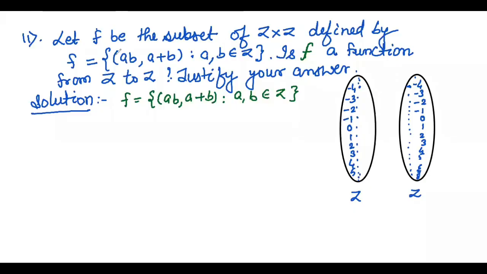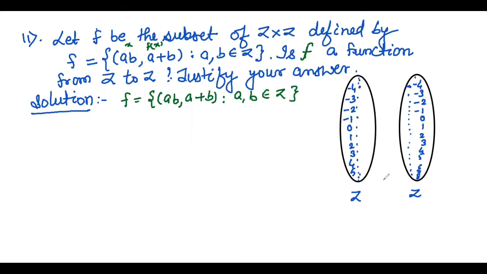So question number 11, let F be a subset of Z cross Z defined by F equals to {(AB, A plus B)}. This is X and this is F(x), meaning image, such that A and B both belong to the set of integers. Is F a function from Z to Z? Justify your answer. Okay, so here I have drawn an arrow diagram, meaning two sets Z and Z.